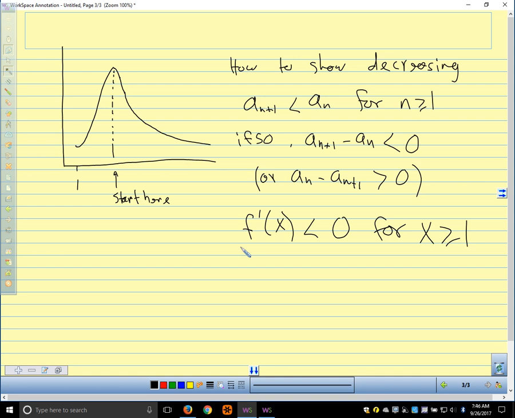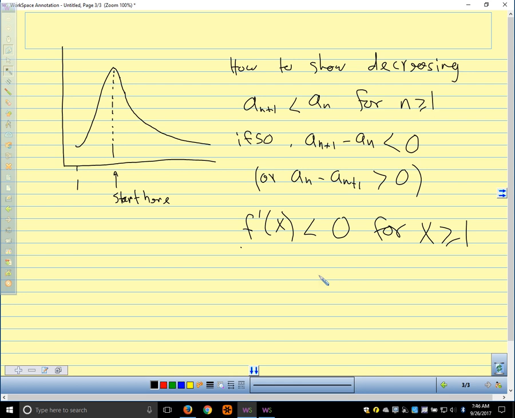Now sometimes doing the algebraic manipulation with your derivative to see that it's always negative can be a little tricky. But either of these ways is going to be an acceptable way to show your function is decreasing. So when you apply the integral test, make sure that you ensure that your function where you're applying the integral test is positive and decreasing.